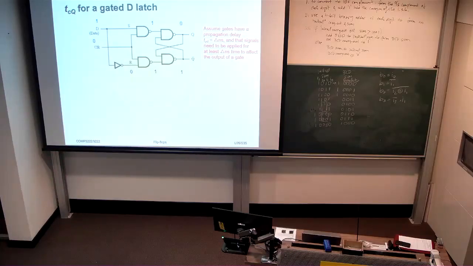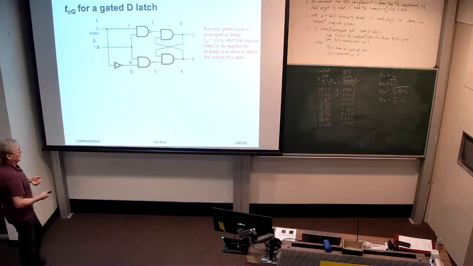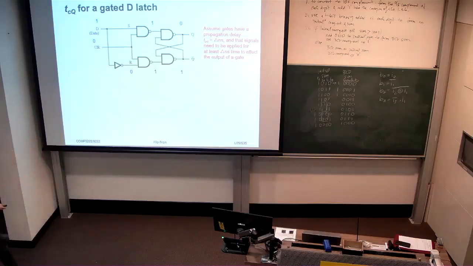We are also going to make the assumption that unless a signal is presented to the input of a gate for at least delta period of time, then that gate isn't going to change state. It never even sees the input. And that's because if the signal's only present for a very short period of time, there's not enough charge to charge up the gate. And as a consequence, the gate won't even change state. So let's just make those assumptions.